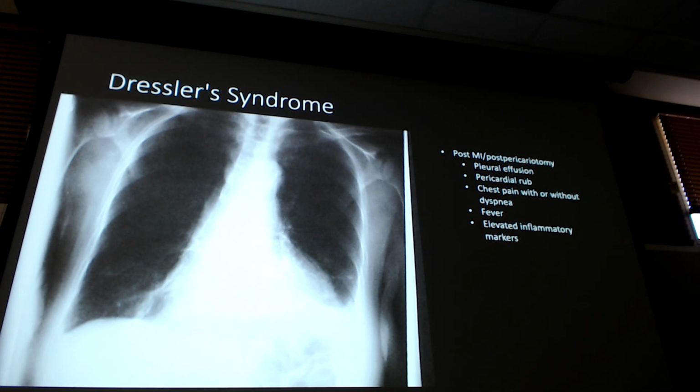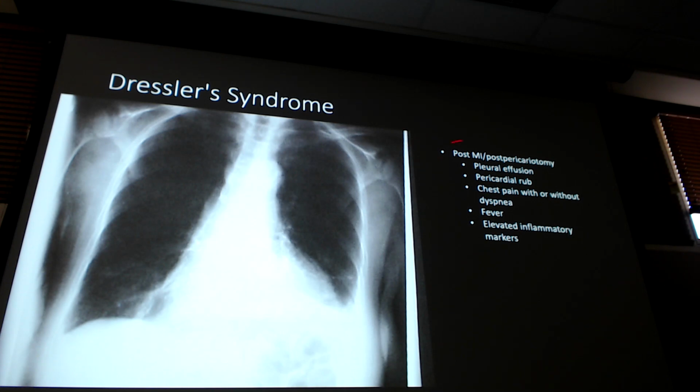So if this person was post-MI, had this, had a pericardial rub or fever, I'm thinking Dressler syndrome. It's a diagnosis you cannot miss. You will go over it more in cardiology, but this is one that you can do with just an x-ray and a patient history. You can diagnose Dressler syndrome.